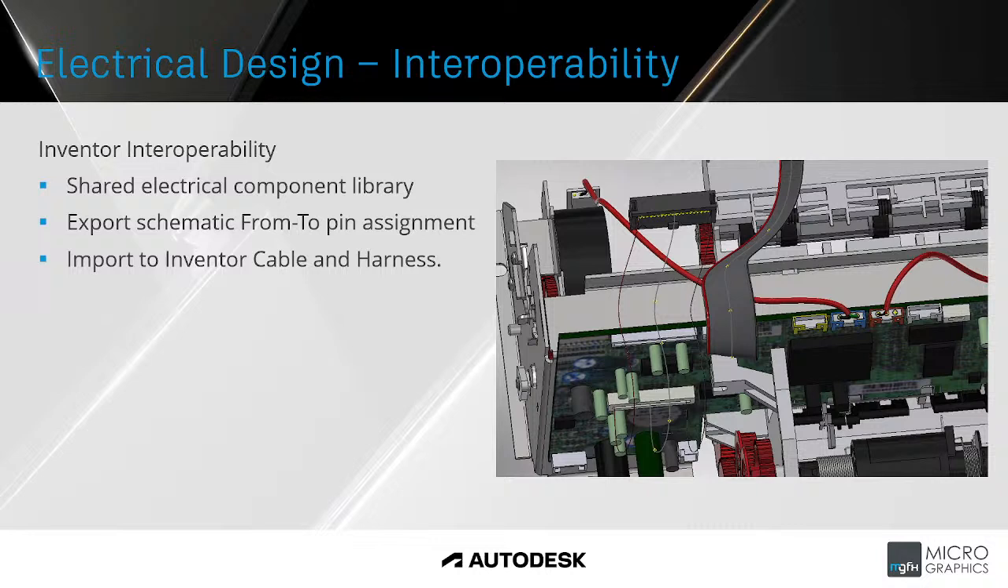Now, those connections are remembered, and so you can export from your schematic in AutoCAD Electrical your from-to pin assignments and import that into Inventor's cable and harness environment. And that will then automatically wire up the various components because it's using that schematic to create that wiring. So you don't have to manually go from pin to pin. You can use the schematic from AutoCAD Electrical to generate the wires within Inventor. So bringing the workflows a lot closer together, once again, saving time and improving the design process and performance.